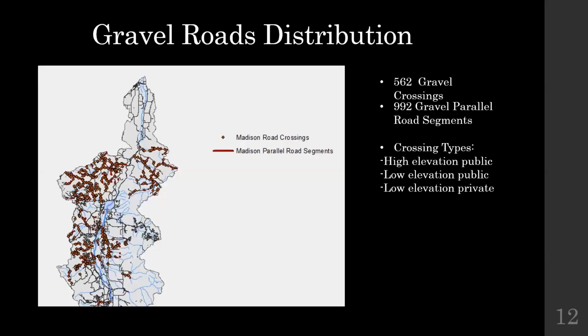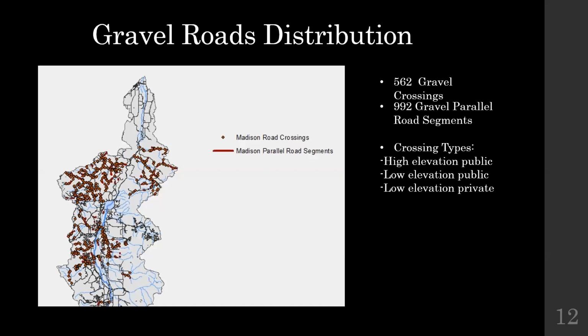This is just an example of the actual distribution of road crossings and parallel road segments that were of gravel roads. So a parallel road segment would be a section of road within 100 feet of a stream where that sediment could go into the stream. So we found 562 gravel crossings across the study watersheds and 992 parallel road segments.